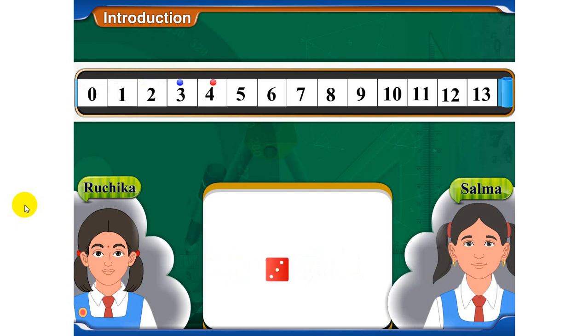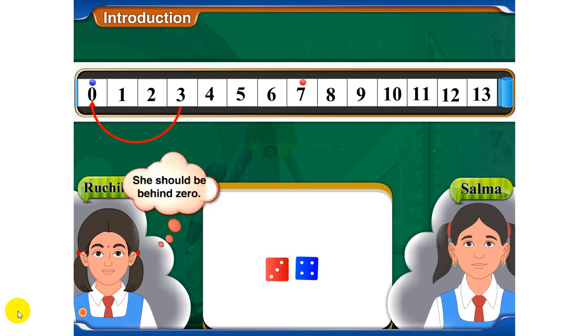In the second attempt, Ruchika secures 3 points with the red die and Salma gets 4 points but with the blue die. Where do you think should both of them place their tokens after the second attempt? Ruchika moves forward and reaches 4 plus 3, that is, the 7th mark, whereas Salma placed her token at 0 position.